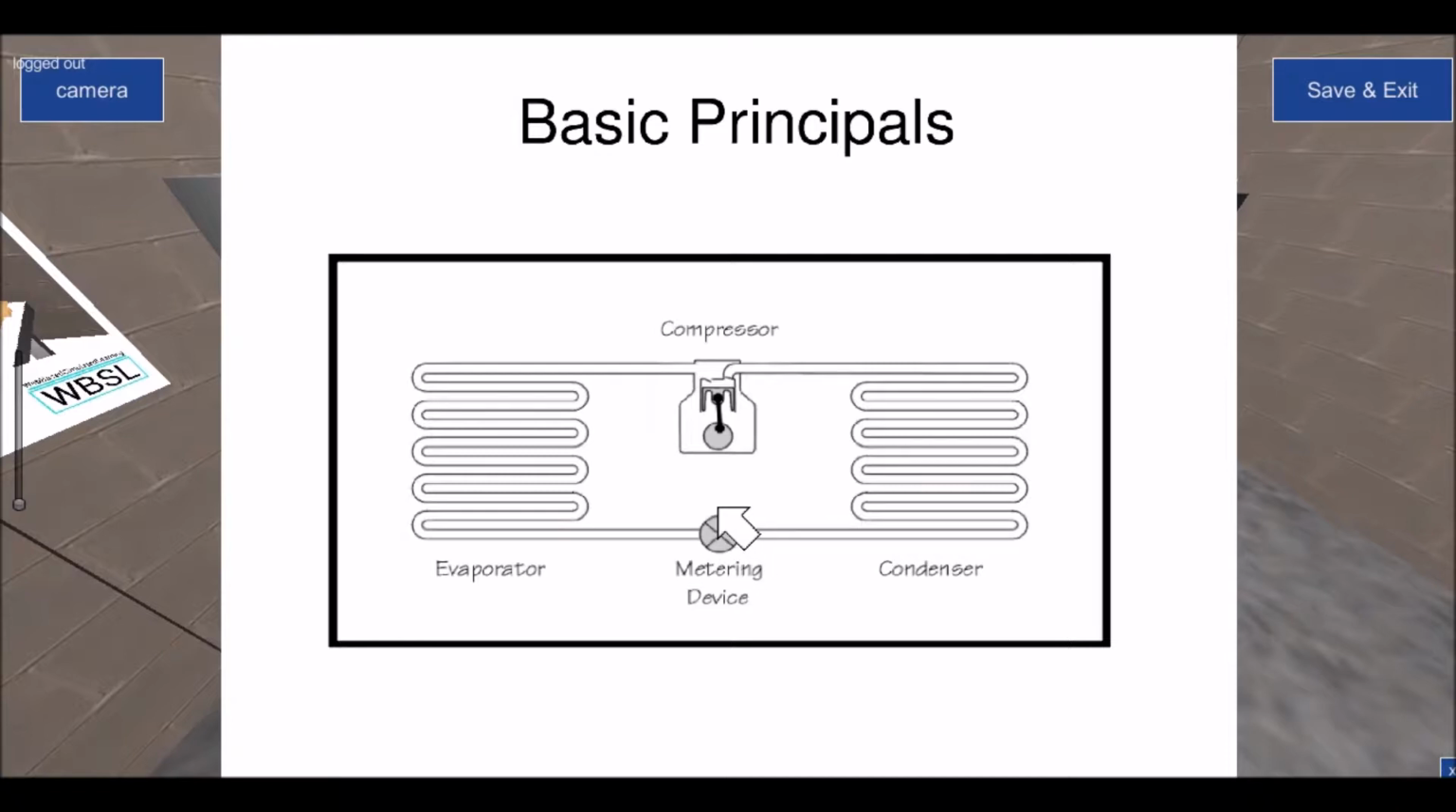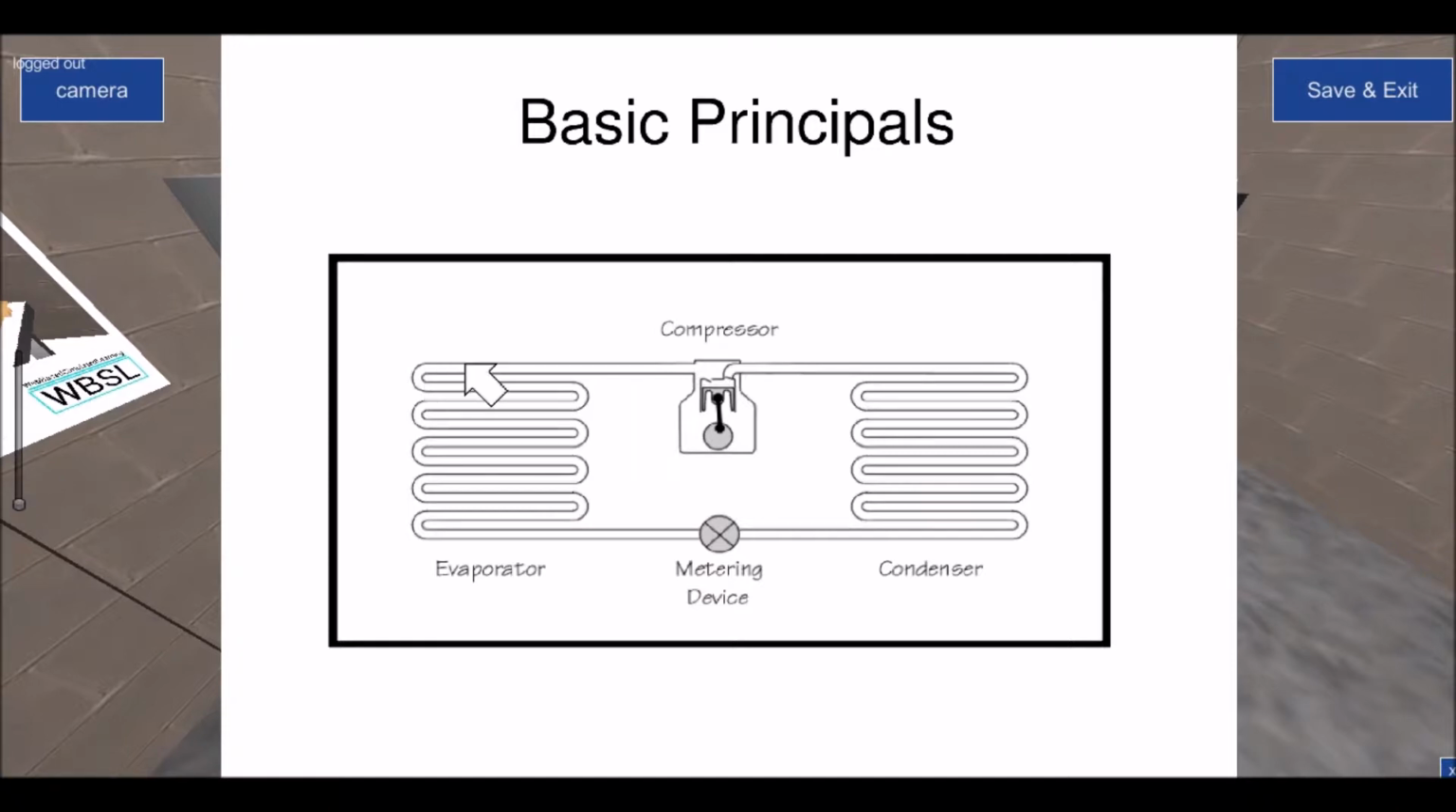The metering device then creates a pressure drop. So at the exit of the metering device, you're going to have low pressure, low temperature liquid entering into the evaporator. And inside the evaporator, that low pressure, low temperature liquid starts to boil and change from a liquid to a vapor, so that at a given point inside the evaporator, you have 100% vapor.